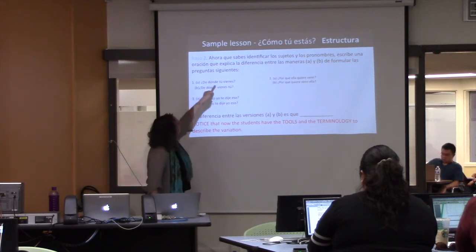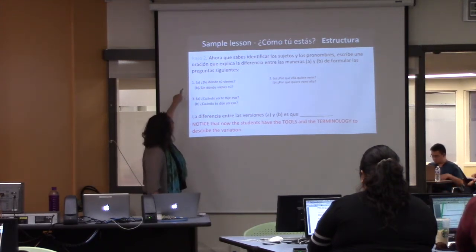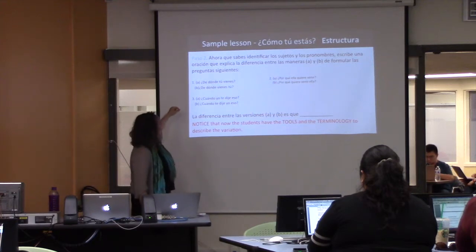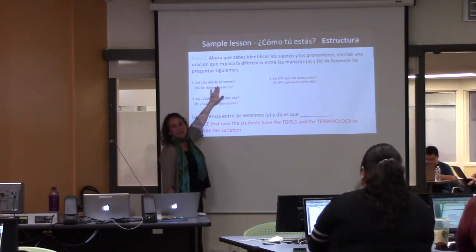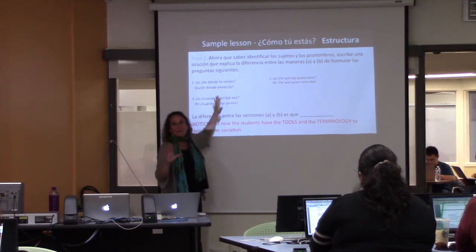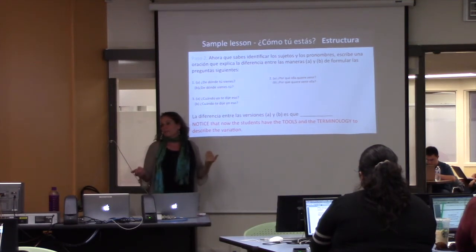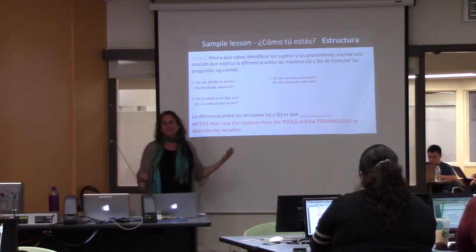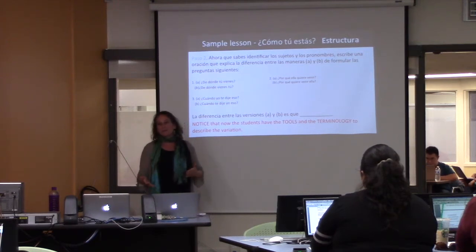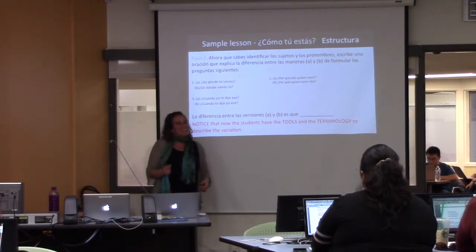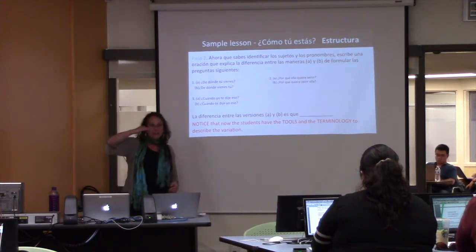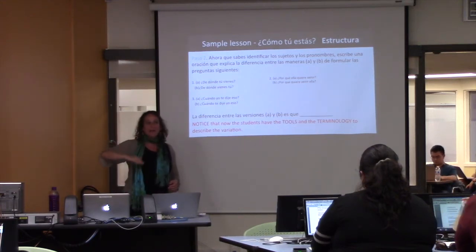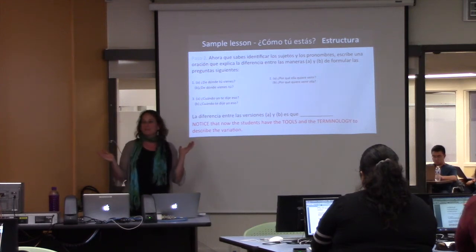Escribe una oración que explica la diferencia entre las maneras A y B de formular las preguntas siguientes. So now they have to describe the difference that they noticed in the first usage part, but now they actually have the tools to describe it. So now they can say, oh, the subject pronoun in column A is before the verb, and in column B is after the verb. Seems like a lot of steps to get there, but I've tried it without all those steps and it didn't work. They really need this kind of slow scaffolding, and then when they get there, it's very easy for them because they've seen the pattern, right?